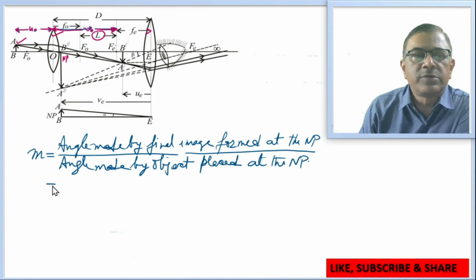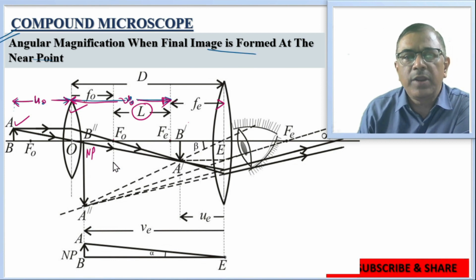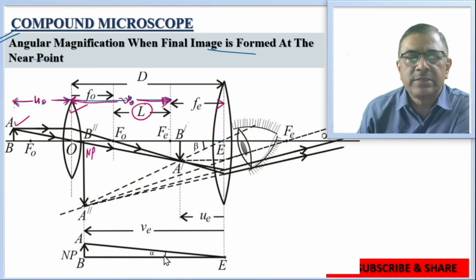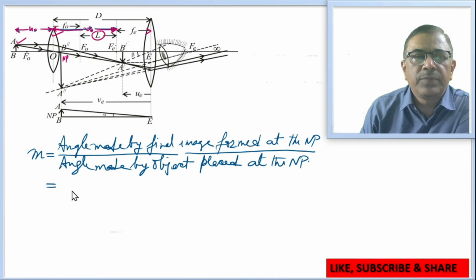So this is equal to, as you can see in this diagram, this angle is beta. The final image A double dash B double dash is at the near point and it makes angle beta, and the object AB makes an angle alpha, and hence this is equal to beta upon alpha.